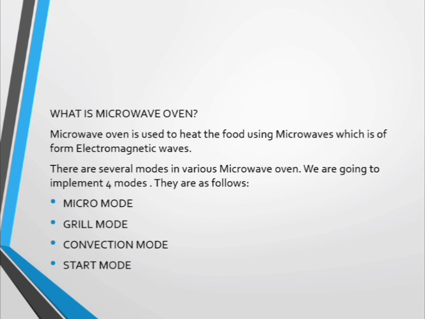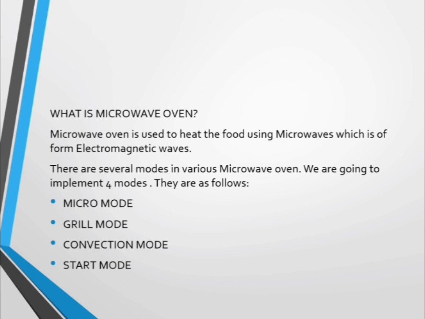Microwave oven is used to heat the food using microwaves, which are a form of electromagnetic waves. In this project, we have used four modes of the microwave oven. We know that there are several modes of the microwave oven, but in this case, we have chosen four modes. They are as follows: micro mode, grill mode, convection mode, and start mode. Now, let us quickly look into these four modes briefly.